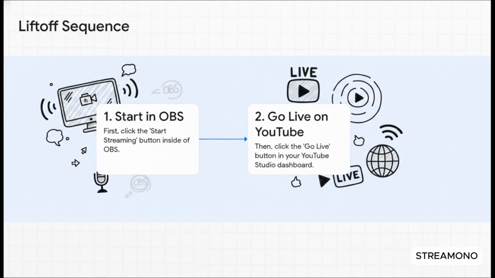And here we are, the final two clicks. It's this simple. First, in OBS, you hit Start Streaming. That sends your video feed over to YouTube. Then you just switch over to your YouTube Studio dashboard where you'll see a nice preview. Once you're happy, you click that final Go Live button, and boom, you are officially live to the world.